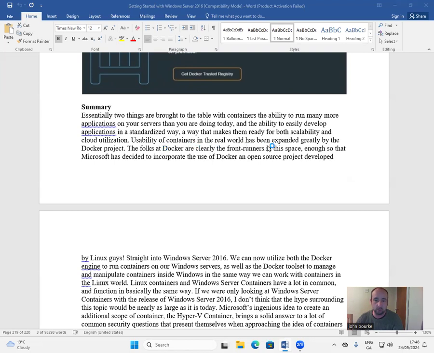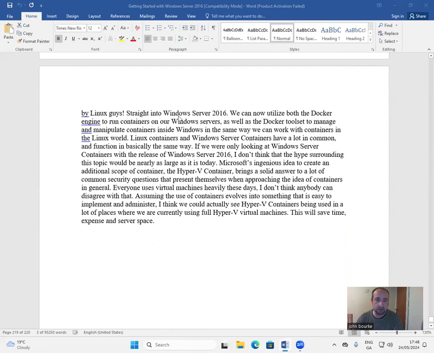Usability of containers in the real world has been expanded greatly by the Docker project. The folks at Docker are clearly the front runners in this space, even so that Microsoft has decided to incorporate the use of Docker, an open source project developed by Linux guys, straight into Windows Server 2016. We can now utilize both the Docker engine to run containers on our Windows servers, as well as the Docker toolset to manage and manipulate containers inside Windows in the same way we can work with containers in the Linux world. Linux containers and the Windows Server containers have a lot in common and function in basically the same way.